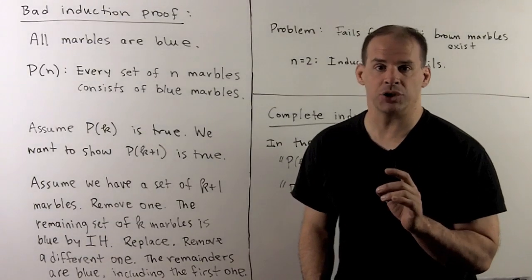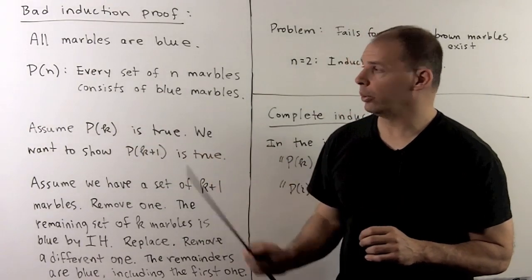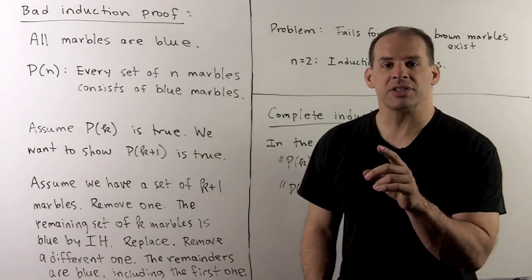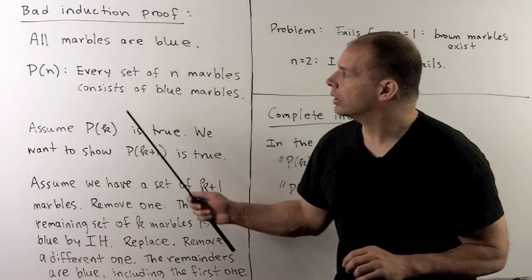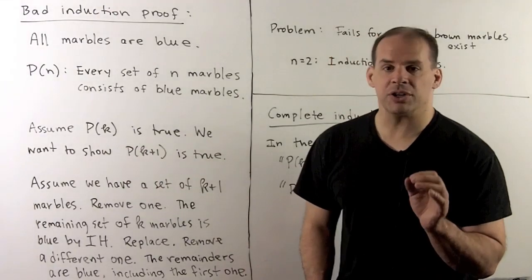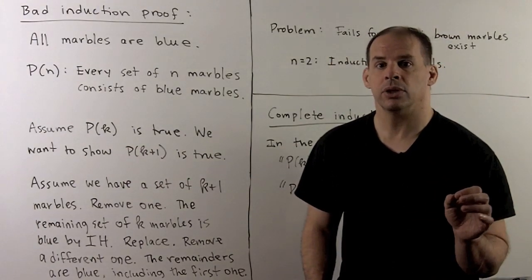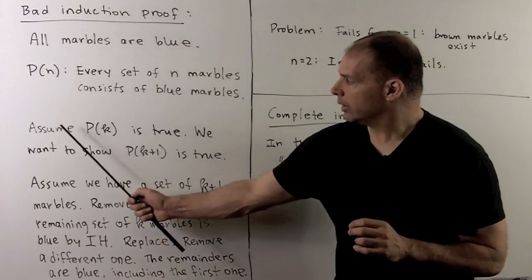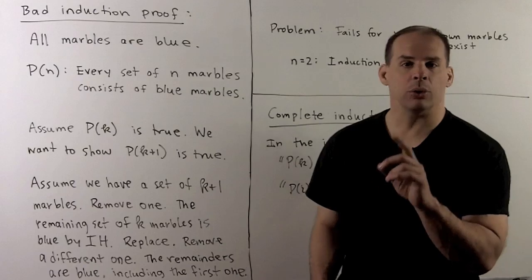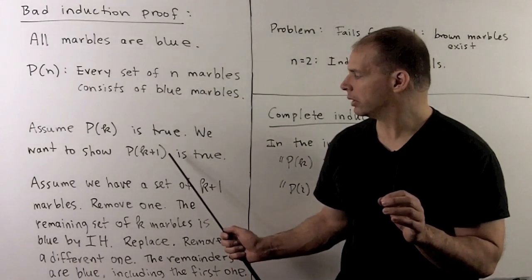Let's look at a bad induction proof. Our theorem: all marbles are blue. I want to break this out into a sequence of statements for which induction applies. Okay, we have P of n: every set of n marbles consists of blue marbles. For a proof by induction, I'm going to assume P of k is true, and we'll use that to show that P of k plus 1 is true.